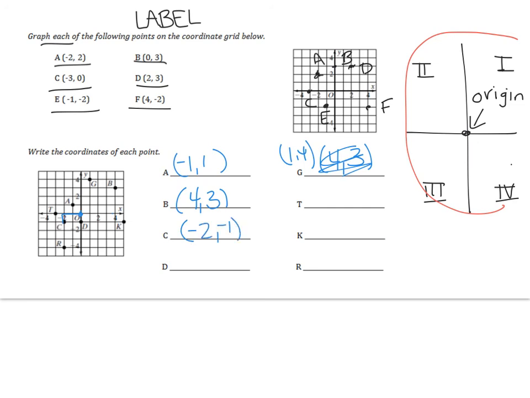D is you don't move at all and you go down 1. T is left 3. And then K is right 5, down 1. And then R is left 2, down 4.